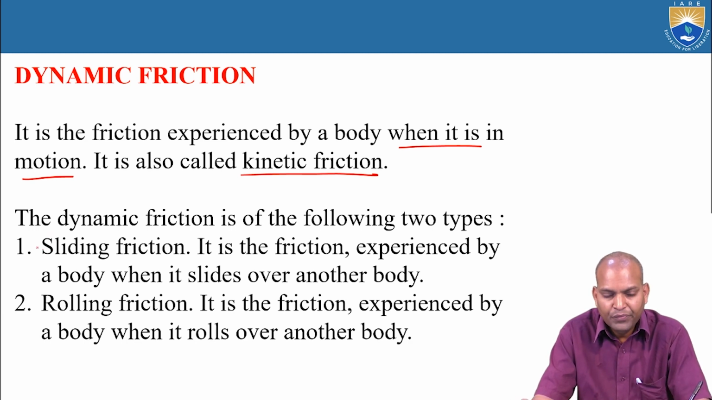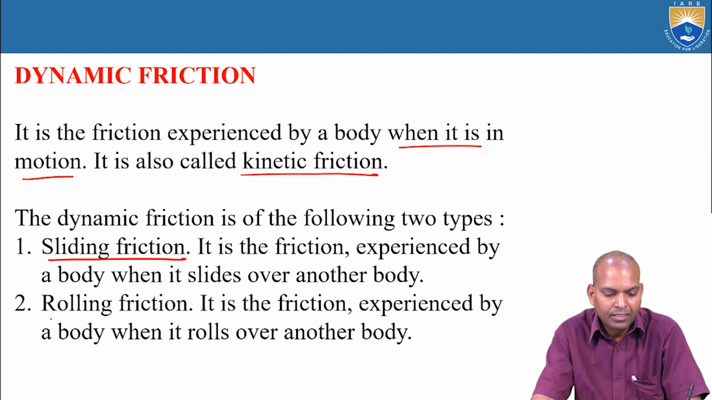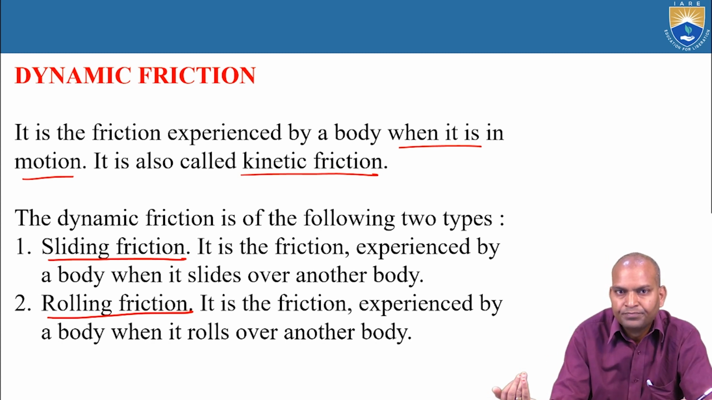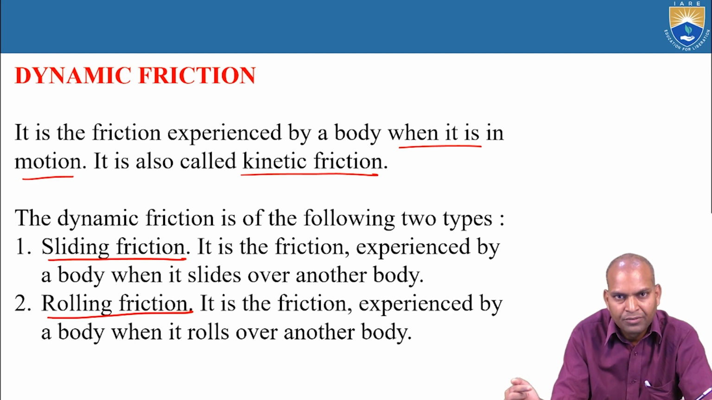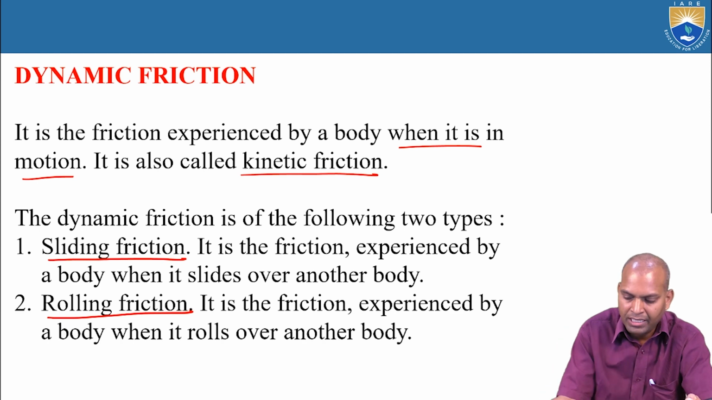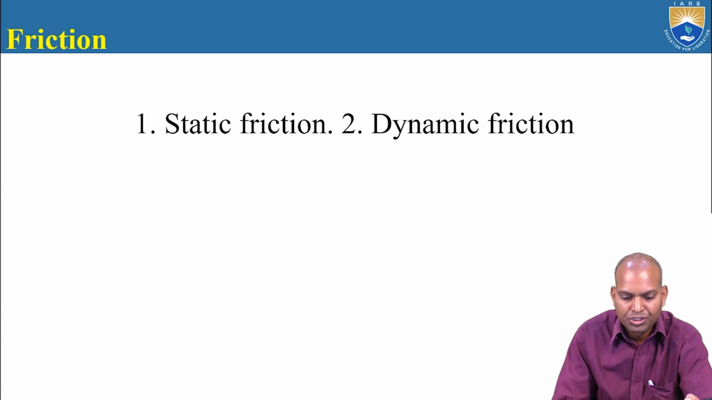Dynamic friction is again of two types. Number one, sliding friction. Another one is rolling friction. Under sliding, the body is in a moving condition. Under rolling of the body, it is also under motion. That's why sliding and rolling come under the category of dynamic friction. So this dynamic friction, also known as kinetic friction, is again divided into two types, rolling friction and sliding friction.